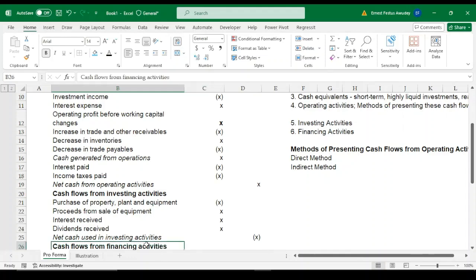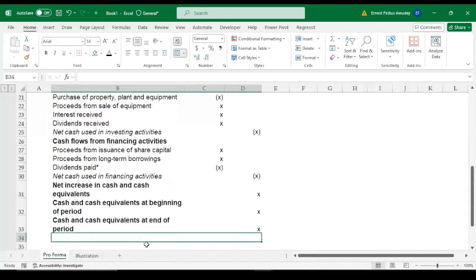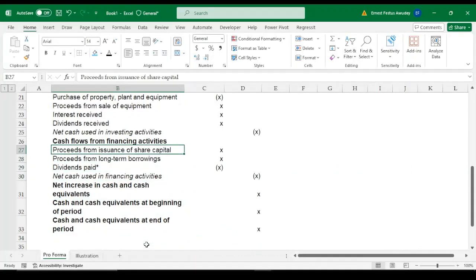All right. So when we come to the pro forma here, cash flows from financing activities, we are talking about proceeds from issuance of share capital. All right. So when you issue shares, the cash you received after investors have bought the shares, that's what we are calling proceeds, and that is an inflow of cash. We have proceeds from long-term borrowings. All right. So when you borrow money, it's an inflow of cash, and hence it falls under your financing activities.